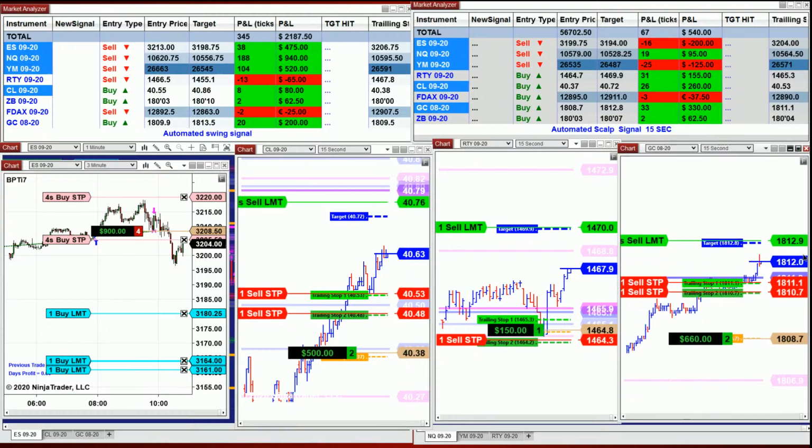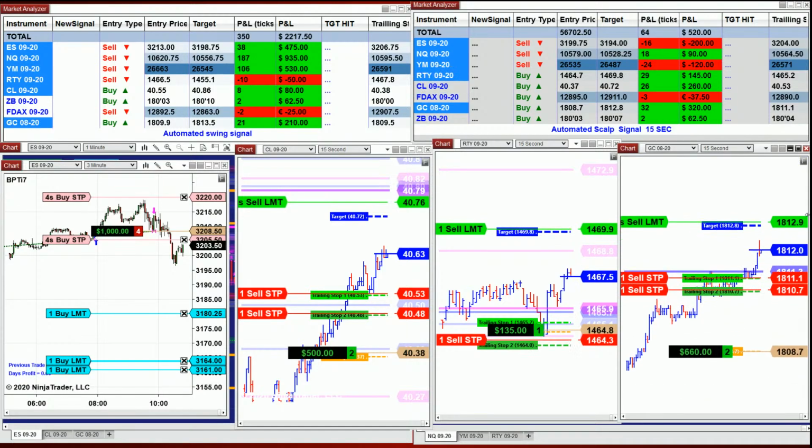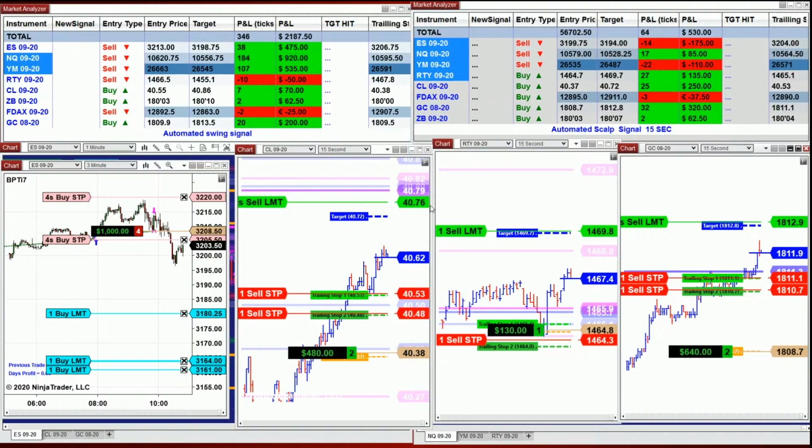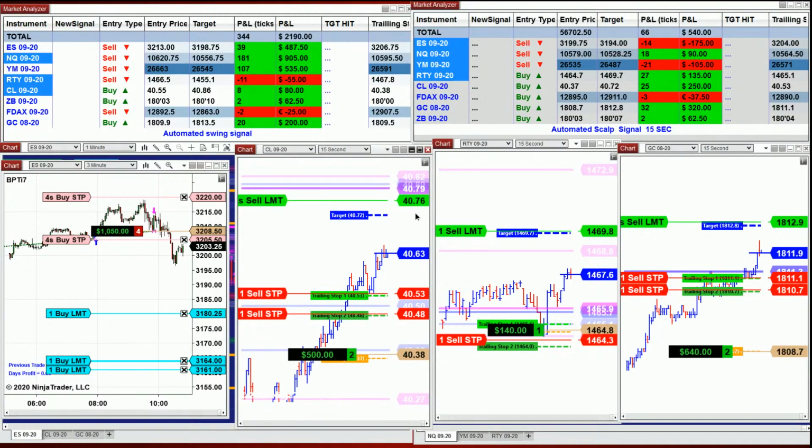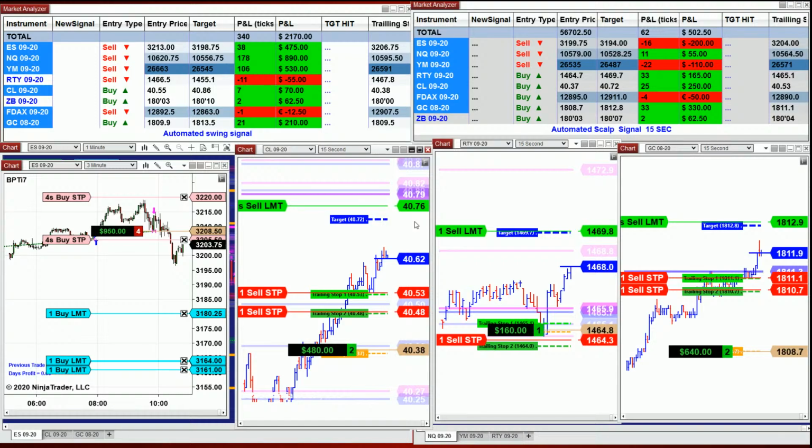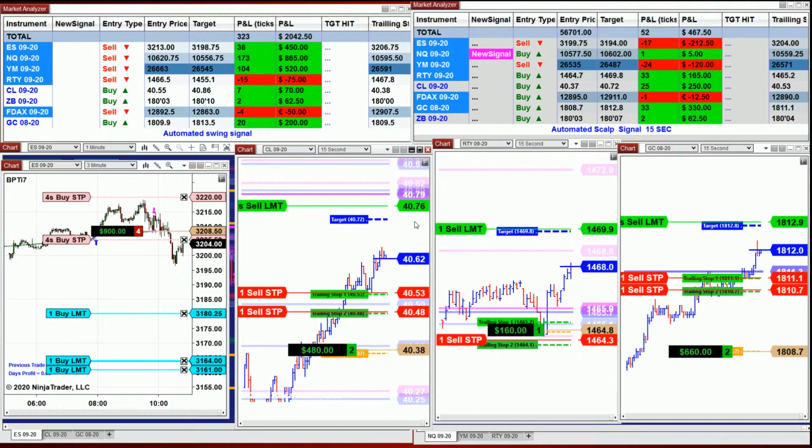So be careful with the CL at 40.76. There is nothing above the 40.76. Then you are gambling a lot.